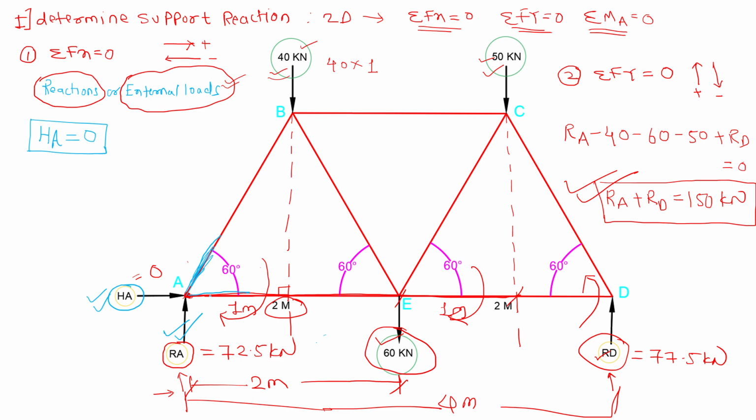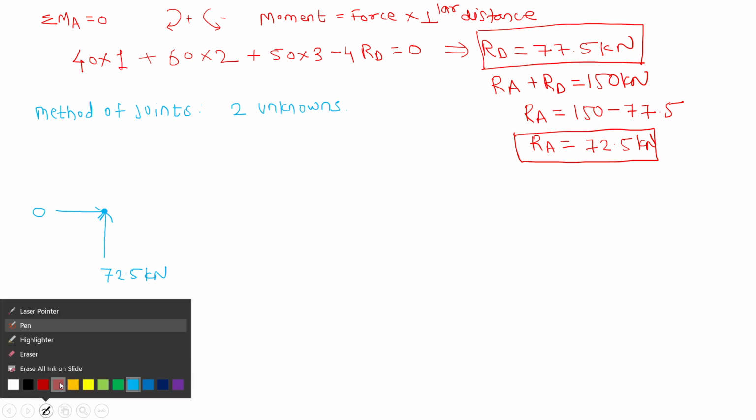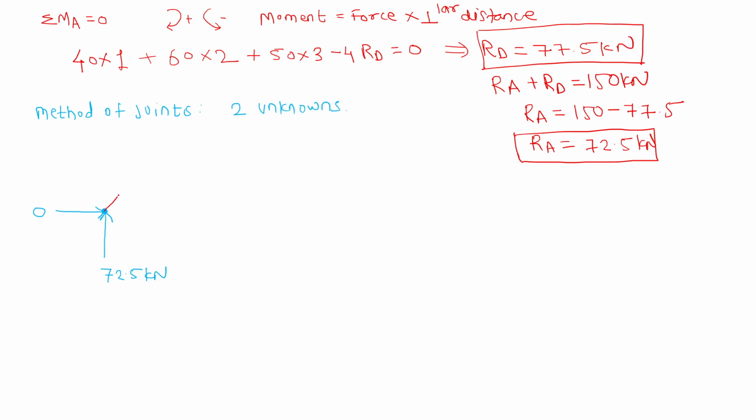So there is RA, there is HA, and there are two members connected to this particular joint. So this is the first member and this is the second member. So this member is AB, A and B, AB, and this member is AE. Okay. So first member is AB. I will write force in member AB, and second, force in member AE.